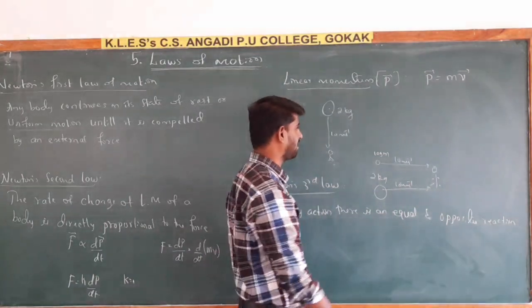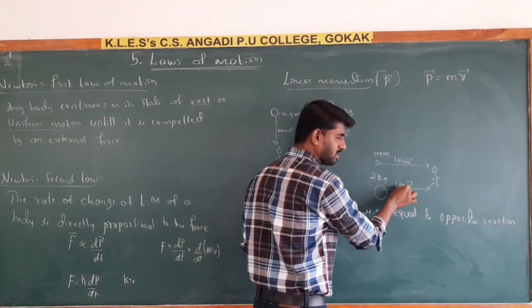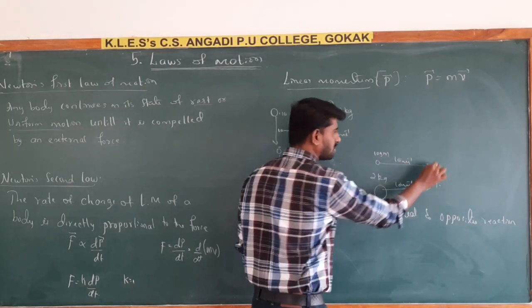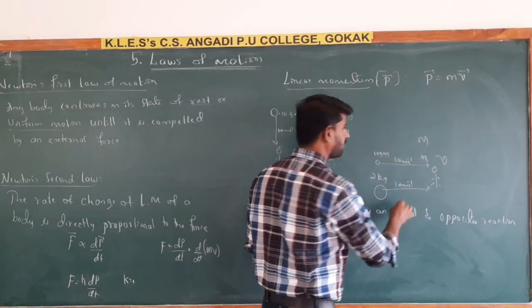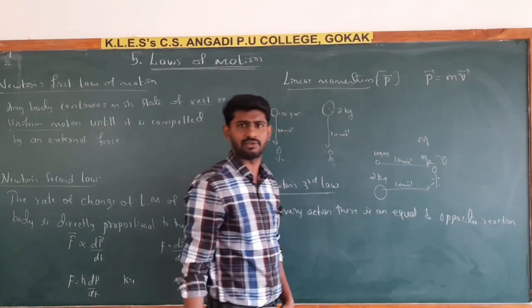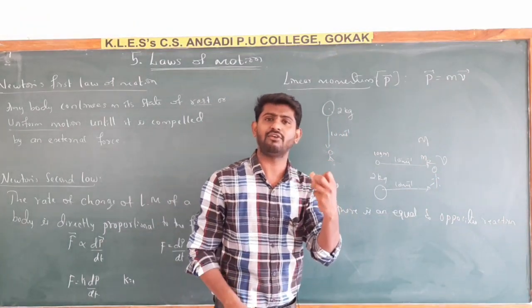This means the two bodies are moving with the same speed, but the masses are different. m1 and m2 masses are different. So as the mass changes, the quantity of motion changes.